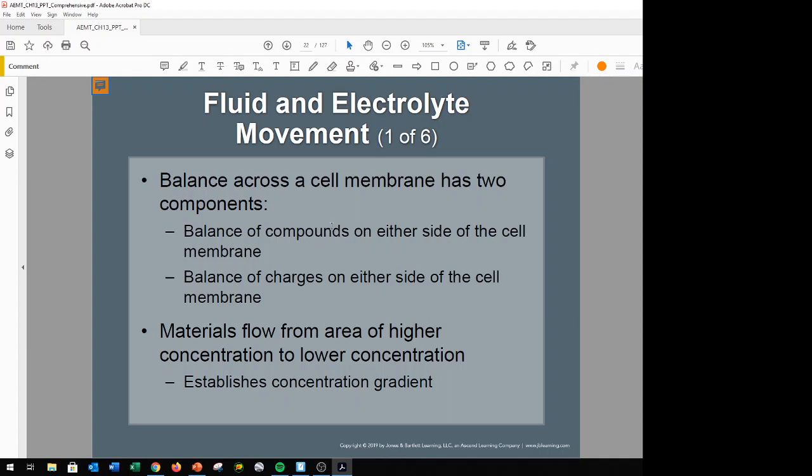Electrolyte movement and balance. These electrolytes balance themselves based on charges, right? And when we're talking about positive charge and negative charge, they usually will balance themselves on either side of the membrane or the cell. When we're talking about the balance, it has two components: balance of a compound on either side of the cell membrane, or the other component again would be the charges.